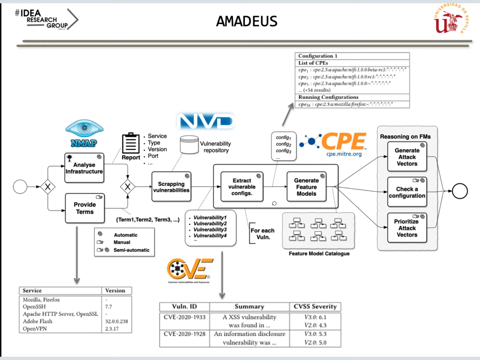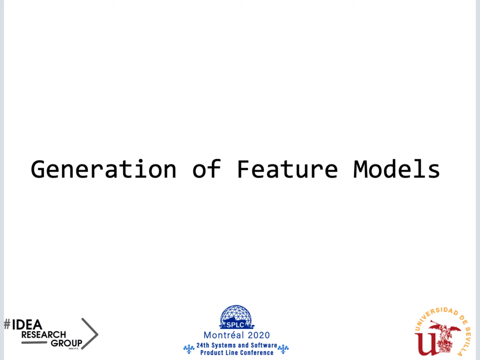scenarios. Scenarios in which we can, for instance, generate attack vectors, or we can provide a configuration and check it, or we can also prioritize some attack vectors against others as a function of certain criteria. We will go into details of the generation of feature models from the configurations extracted for each CVE vulnerability.